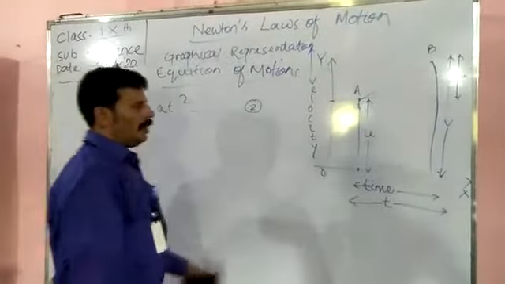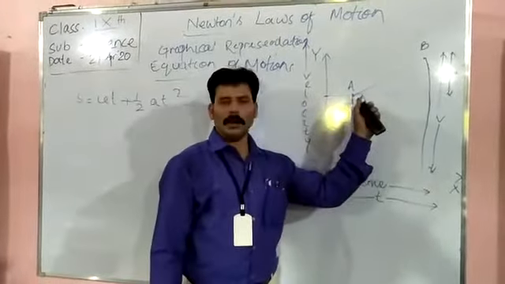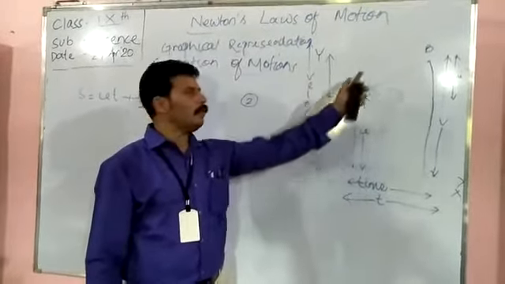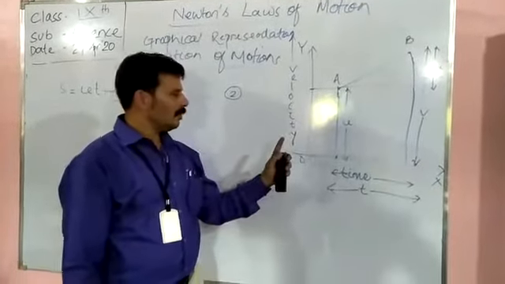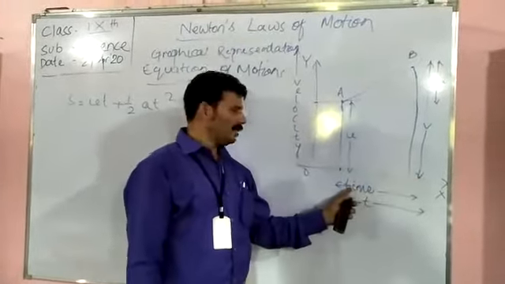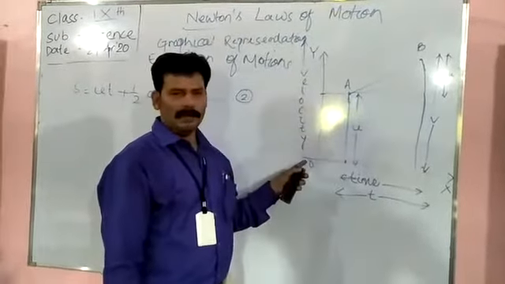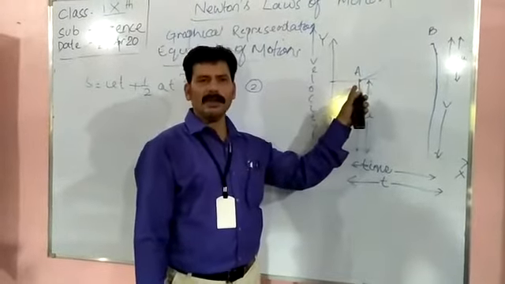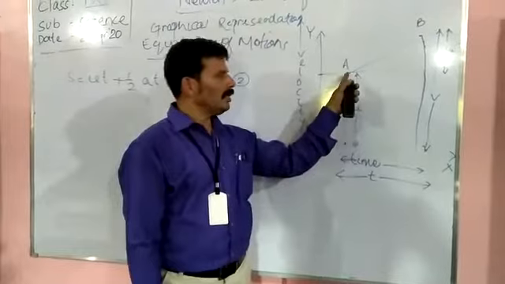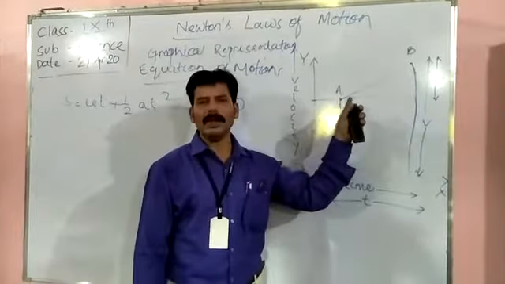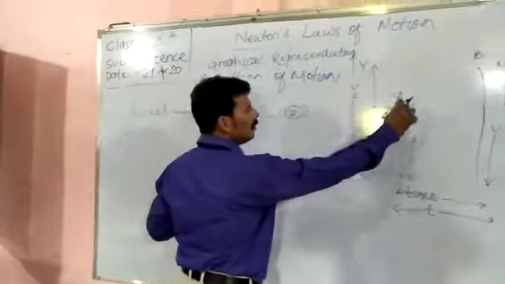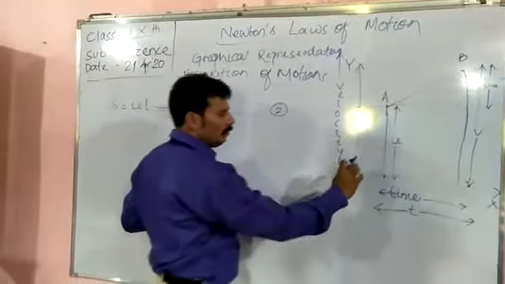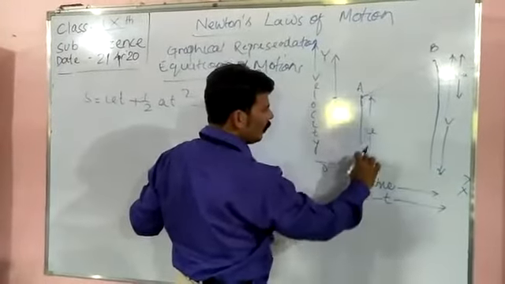Graphically, here we have shown the object started from point A and went up to point B. That means the movement was from A to B. We have taken the x-axis as time and the y-axis as velocity. At point A, the object has a velocity called the initial velocity. Let the initial velocity be termed as u. Since velocity is represented on the y-axis, this length is equal to u.